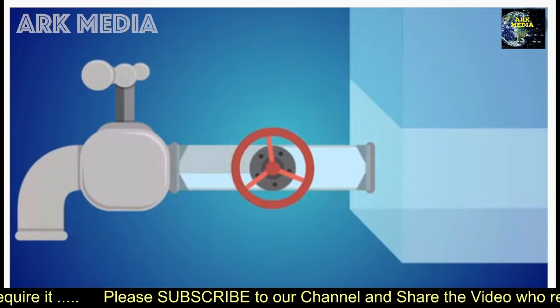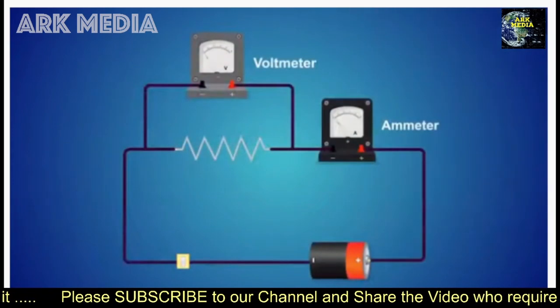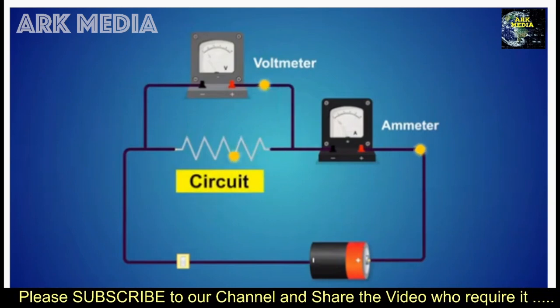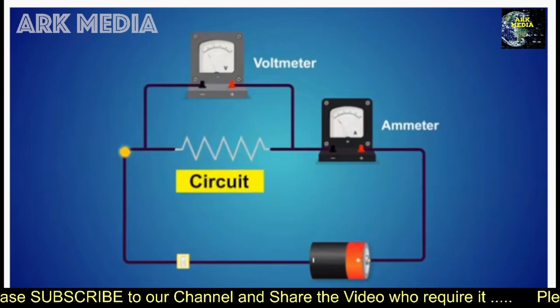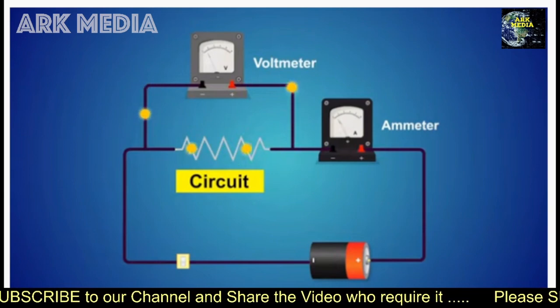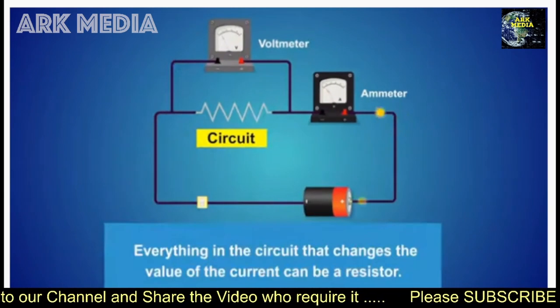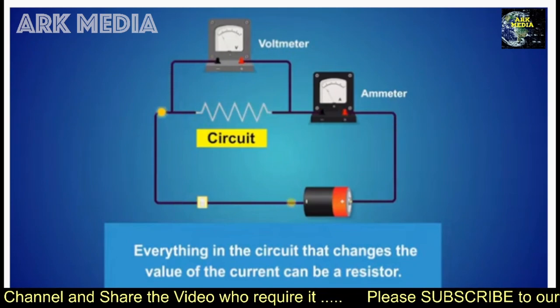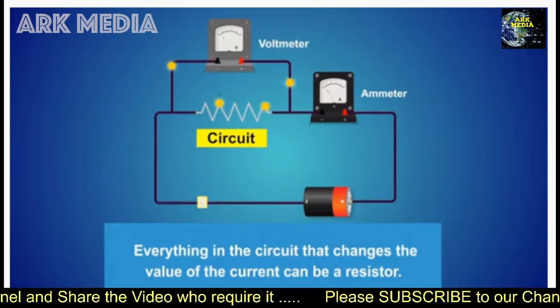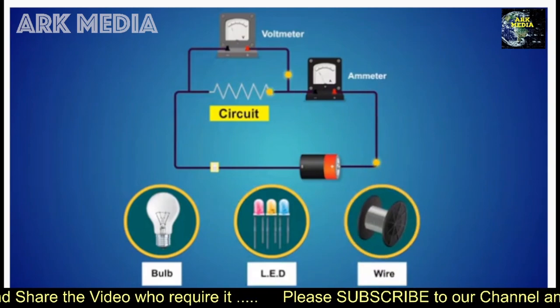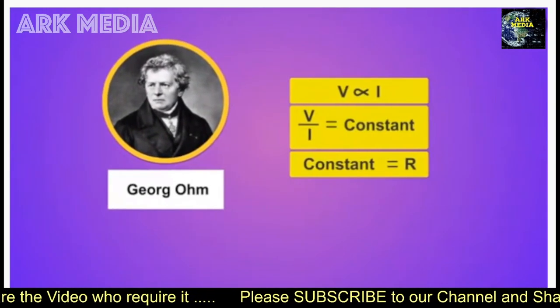If this valve is replaced with a resistor in the circuit, then we can see that the resistor will increase or decrease the current in the circuit. Now you must be wondering what the resistor looks like. Everything in the circuit that changes the value of the current can be a resistor. Bulbs, LEDs or any special kind of wire can be a resistor.